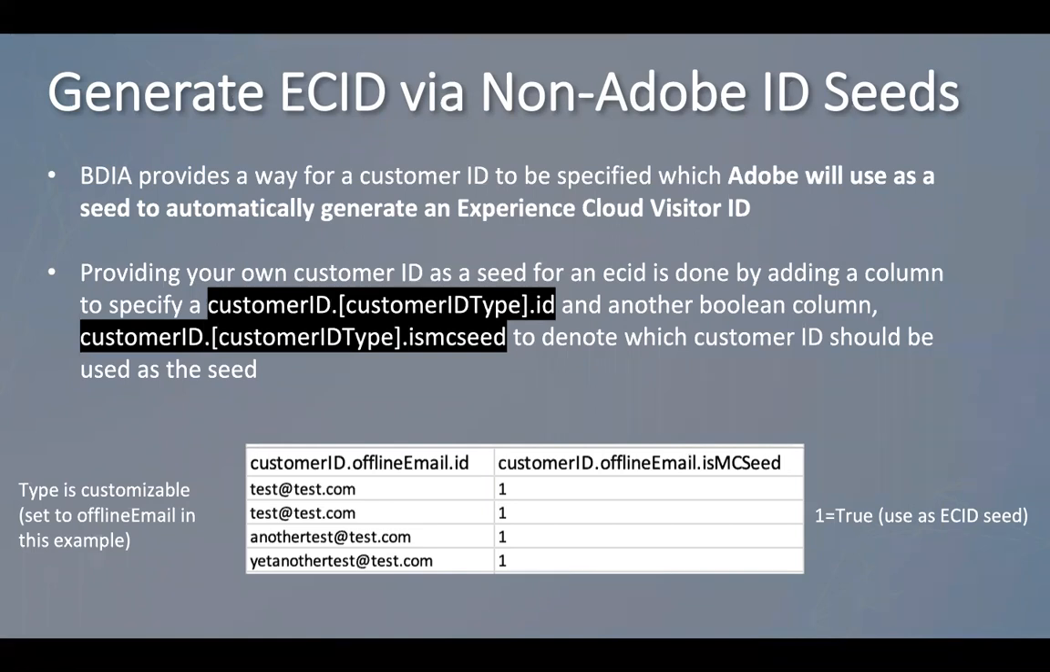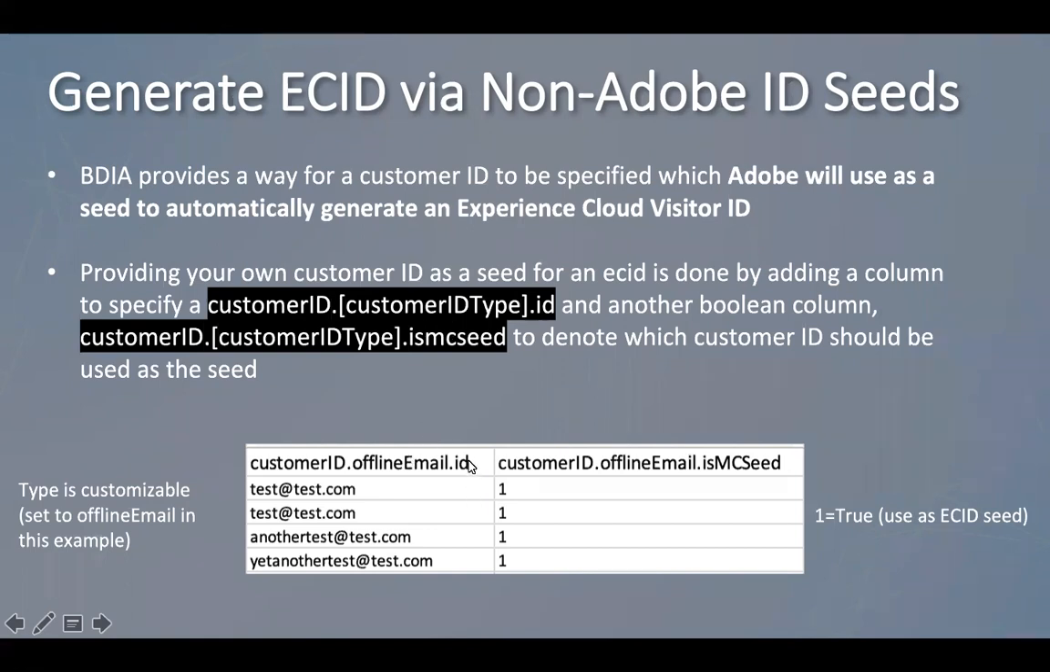So how this works is you essentially just call out the type here. So you'll see in the documentation, there's a couple fields that are prefixed with customer ID, and then in brackets here, they've got type, and then there's a couple individual fields. Basically, this customer ID type is completely customizable. It allows you to just put in whatever you want. So in this example, I just used offline email as my customer ID type.